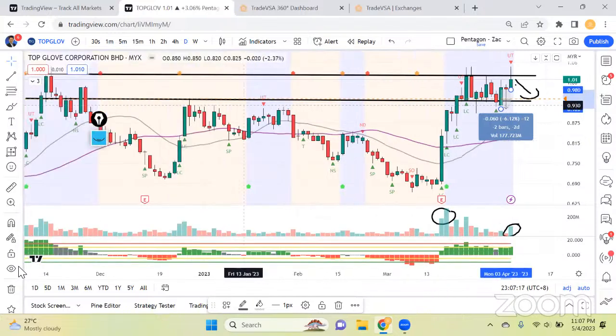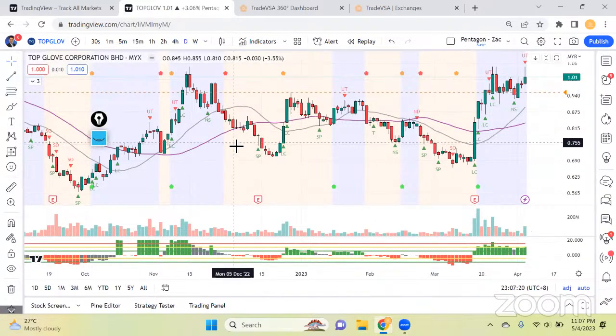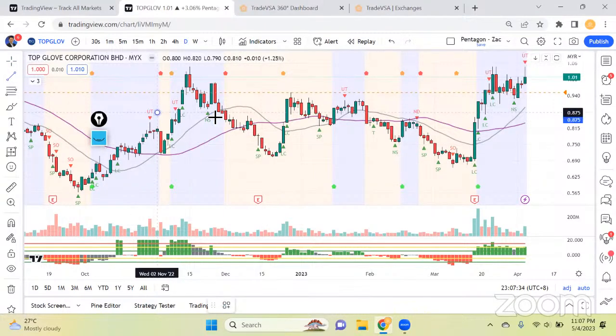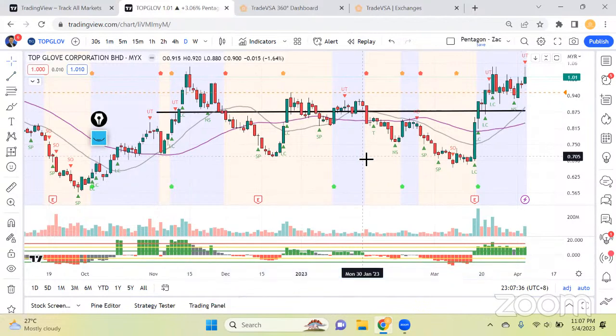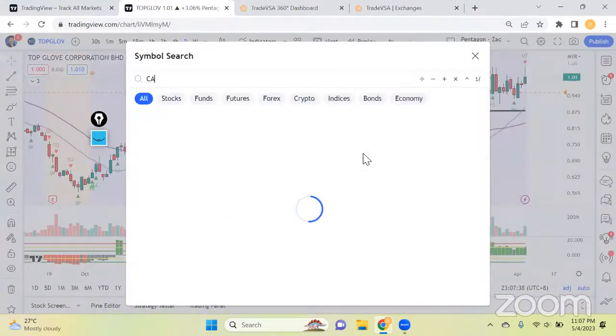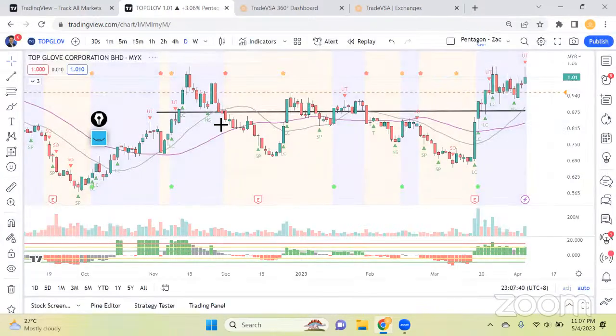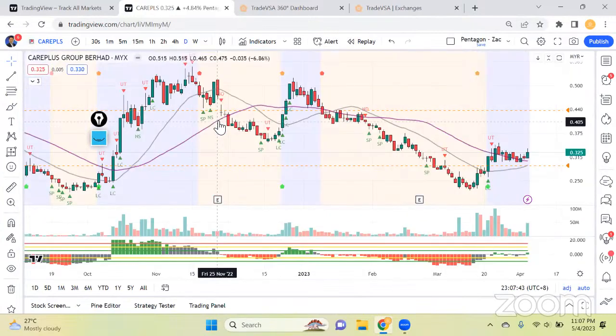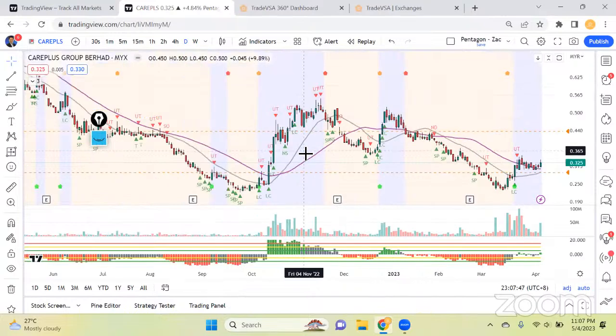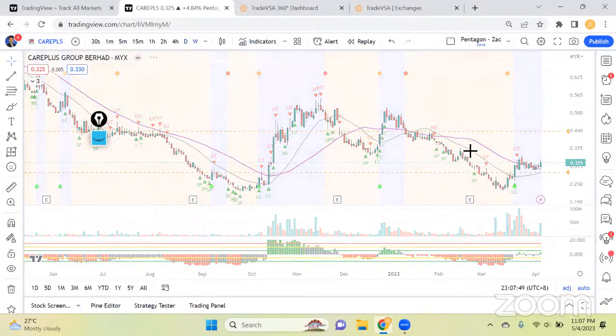So yes, accumulation, volume very nice, made a shakeout, and now it's testing resistance. Even though yes, there's a UT, I think there's still a chance, because the shakeout is actually pretty nice over here. Now for the other counters, like I said, of course in KLSE there are lots of so-called glove counters, but I only entered two. I have Top Glove, and the other one is Kossan.